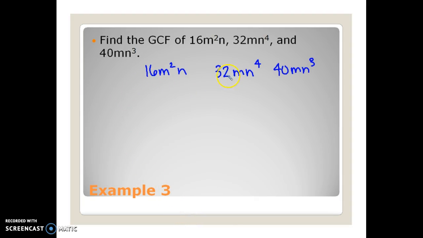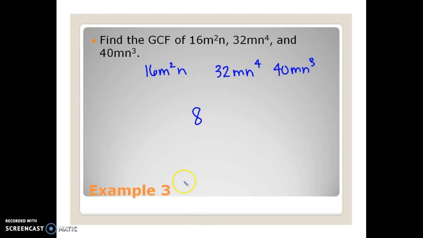16 goes into 32, but it does not go into 40. So it's got to be something smaller than 16. If I think about my factors of 16, the next biggest one aside from 16 is 8. 8 goes into 32, 8 goes into 40. So 8 is going to be part of my GCF.